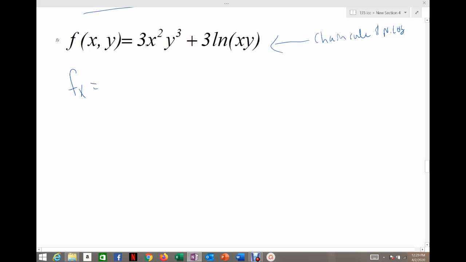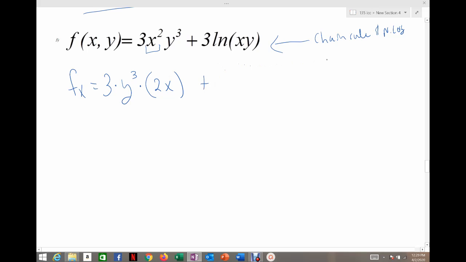Alright, so in this first piece, this is the function part. The 3 is a constant, the y cubed is a constant, so they behave the same way. The 3 comes along, the y cubed comes along as a constant multiplier. I take the derivative of x squared using my power rule, that's just 2x. And there's the derivative of the first piece with respect to x.